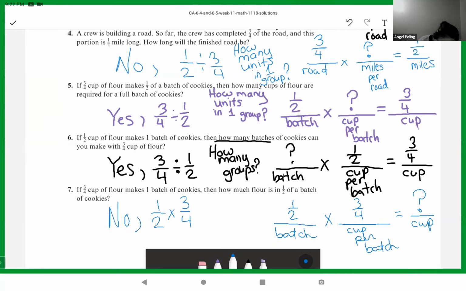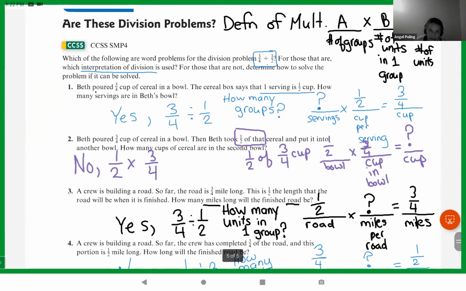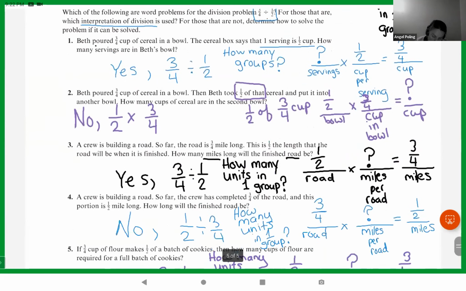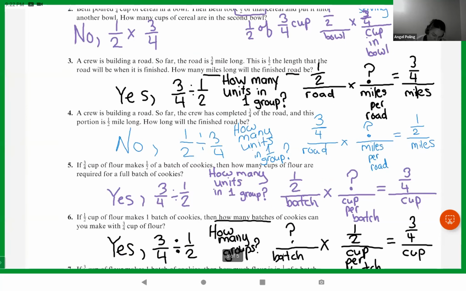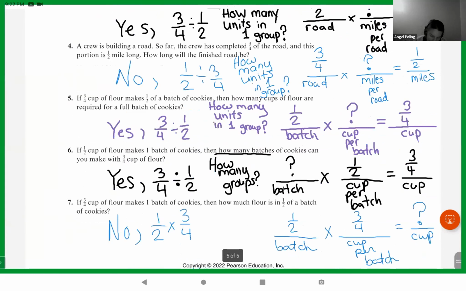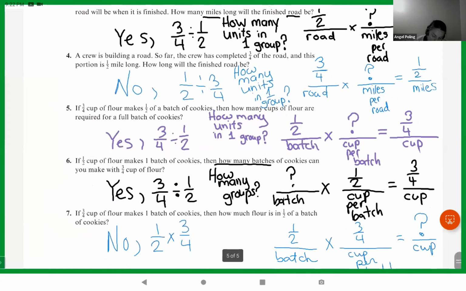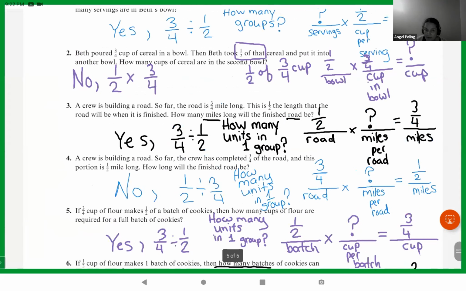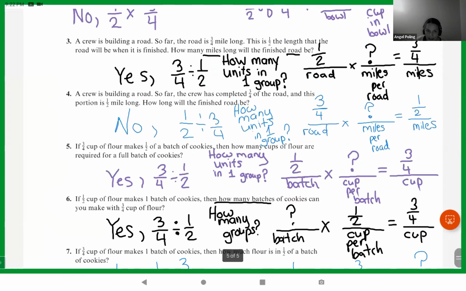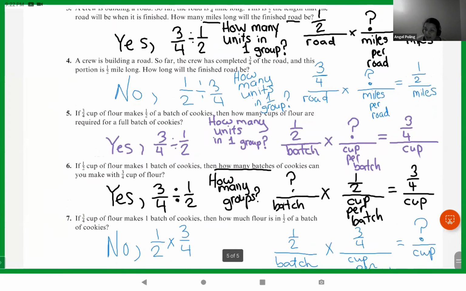So let's take a look at the page. So we got yes for number 1, a no for number 2, a yes for number 3, a no for number 4, a yes for number 5, a yes for number 6, and a no for number 7. Now, looking at our no's, we have 2 that are 1/2 times 3/4. So number 2 and number 7. And 1 that was 1/2 divided by 3/4.